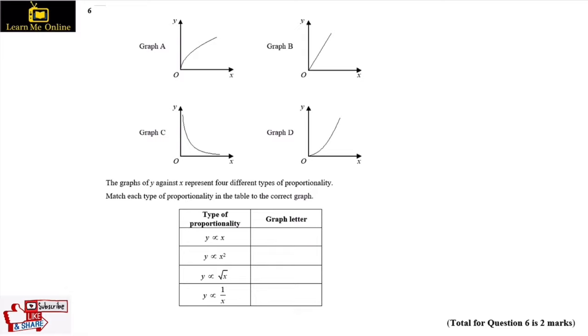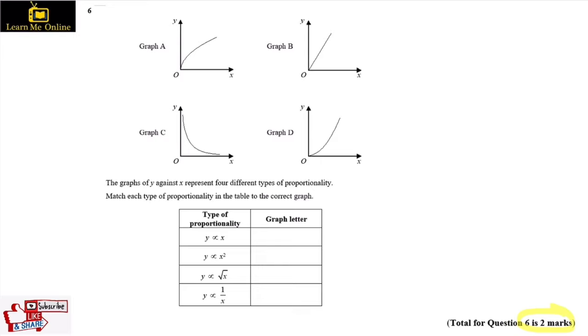Here we have question number 6, and it's for 2 marks. Now we see the graphs A, B, C, and D, and we have some functions given as well. We need to match which function goes with which graph. So I'm going to begin with the first one now. I'm going to label them.